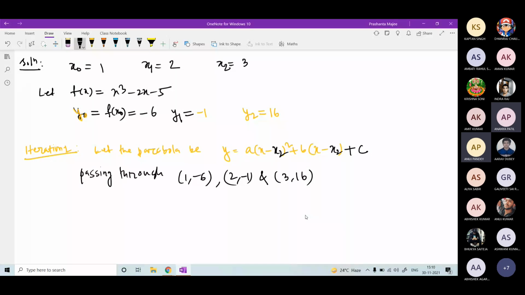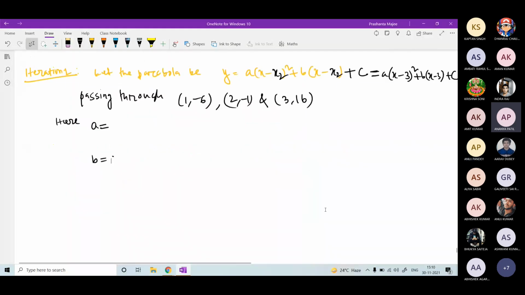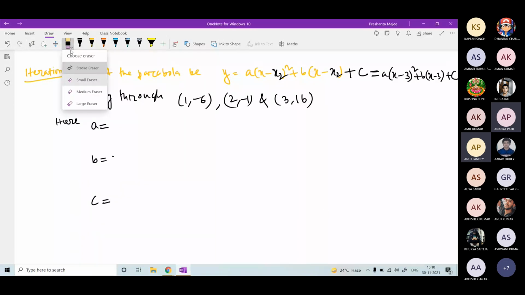which is basically a into x minus 2 whole square plus b into, no, x2 is 3. So it should have been x minus 3 whole square plus b into x minus 3 plus c. So that is the parabola we have assumed. So tell me, what are the values of a, b and c?